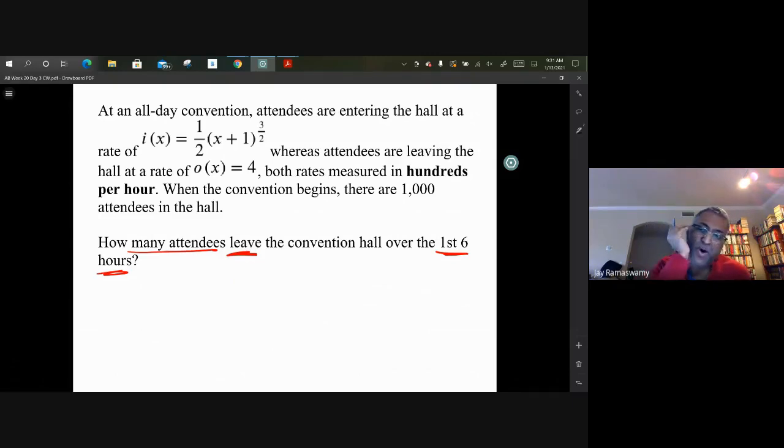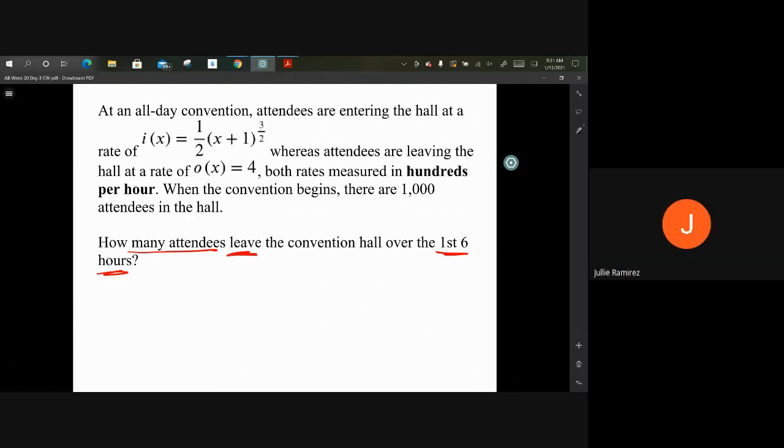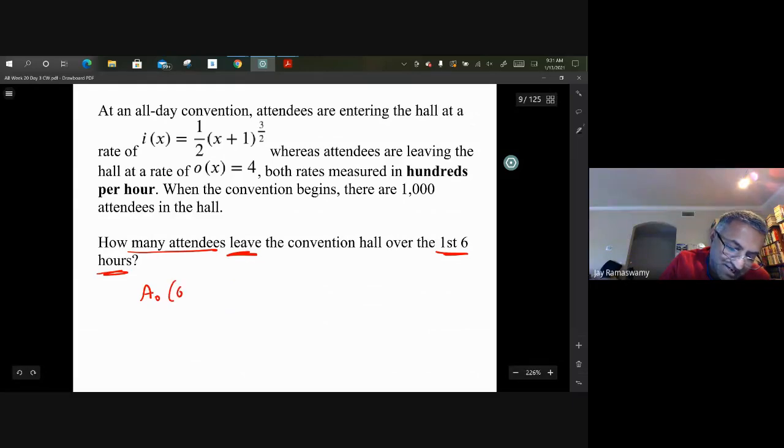Okay, Mr. Smith, what is the question asking for? It says, how many attendees leave the hall over the interval 0 to 6? So what is the question really asking for? The amount out of 6. Okay, what is the concept? How do we find that?